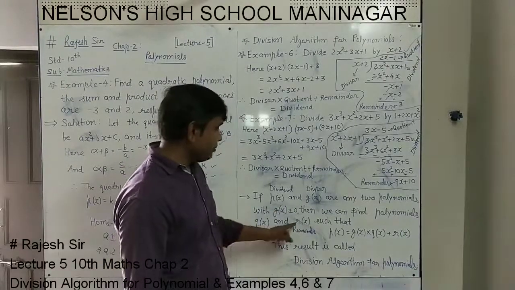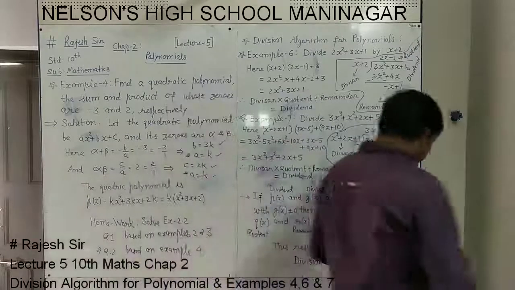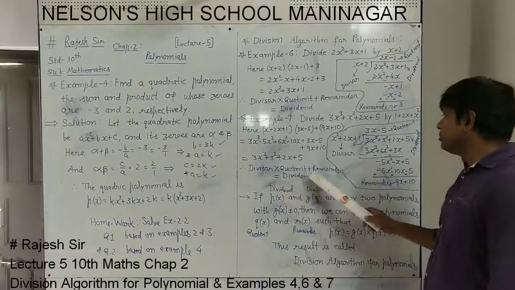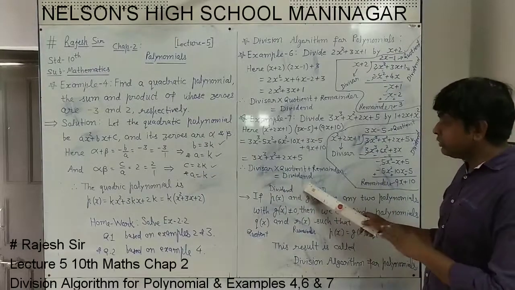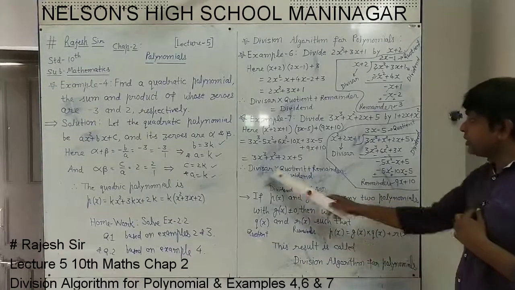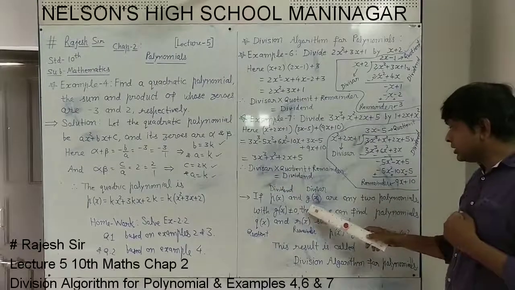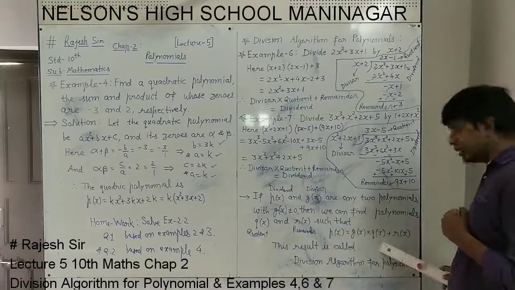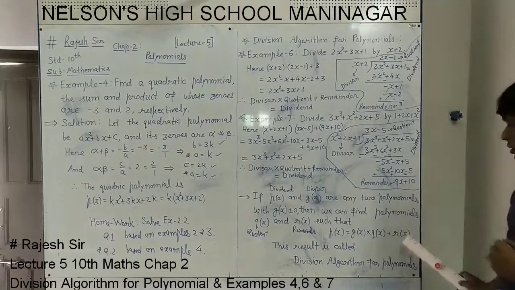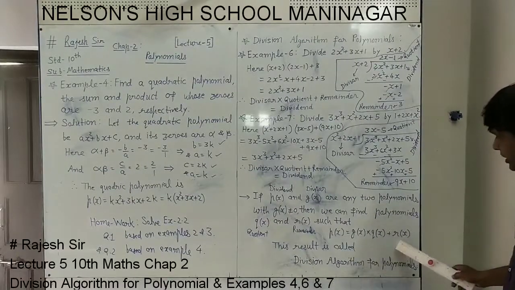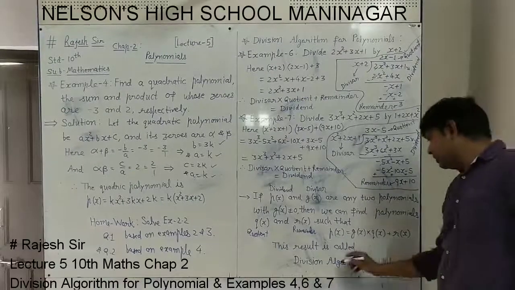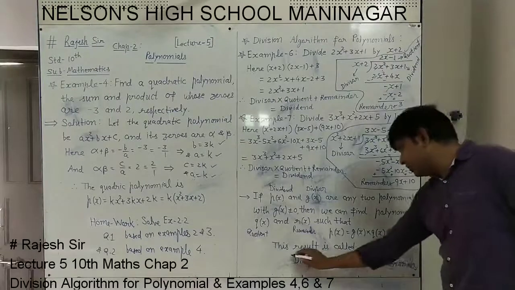You will get quotient q(x) and remainder r(x) such that, as we have seen, divisor into quotient plus remainder is equal to dividend. So dividend equals divisor into quotient plus remainder. What is the dividend? p(x) equals divisor into quotient. Divisor is g(x) into q(x), plus remainder, which is r(x). Okay, so p(x) equals g(x) into q(x) plus r(x) you will get. This result is called the division algorithm for polynomials.